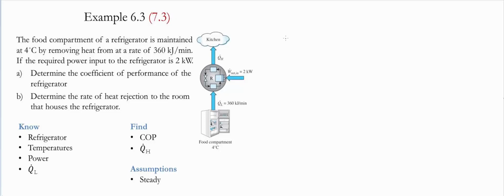To evaluate the coefficient of performance of a refrigerator, we need to know the value of the heat rate that is being removed, Q.L, divided by the amount of power input, which is the net power going in. These values are provided: Q.L is equal to 360 kilojoules per minute, and the power is provided as 2 kilowatts.